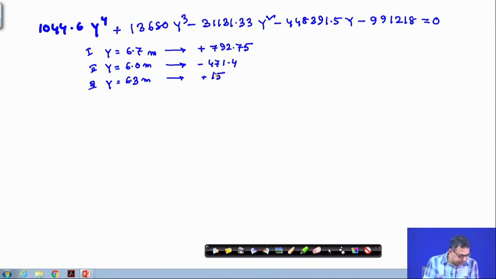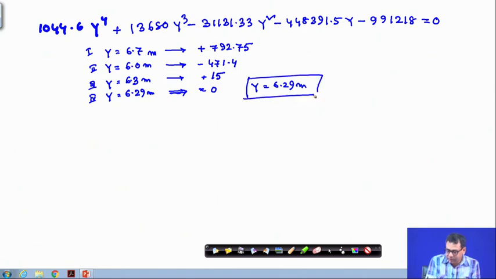But it is plus 15, so we have to reduce it. In the fourth trial, I take 6.29 meter, which gives me a value very close to 0. So that is why I put y equal to 6.29 meter. This is the value that I got through the trial and error method. You also use the trial and error method if you have the y to the power 4 expression, and if you have the y to the power square expression, then you can solve it through the calculator. That is the way you can determine the y value from this equation.